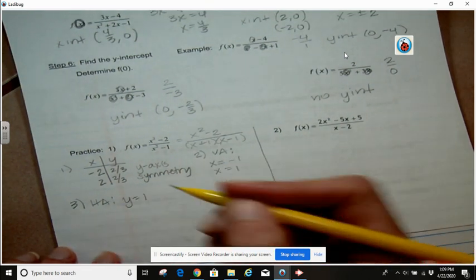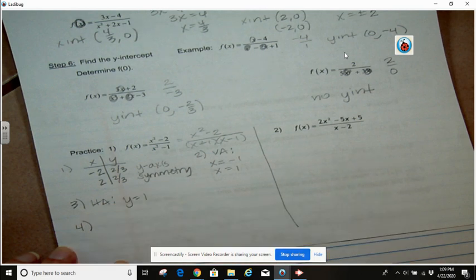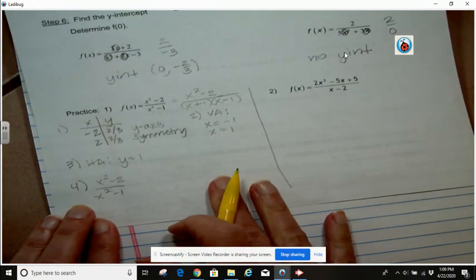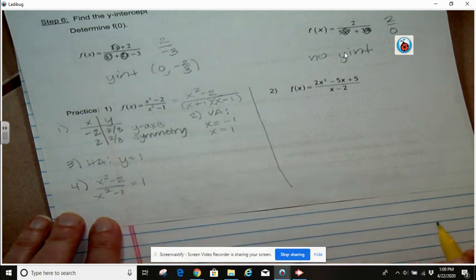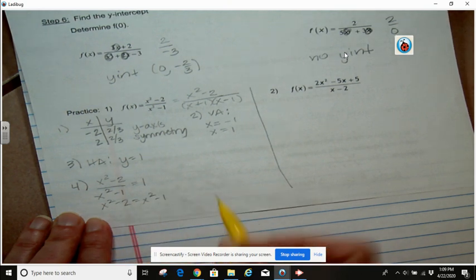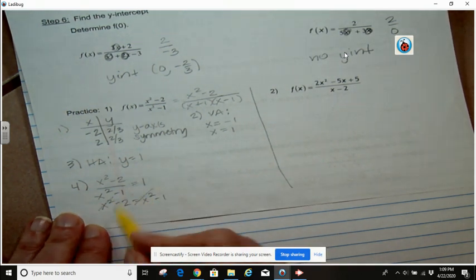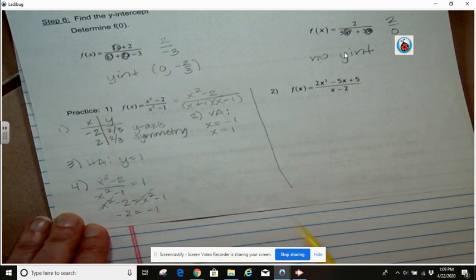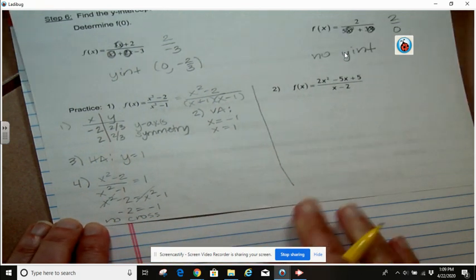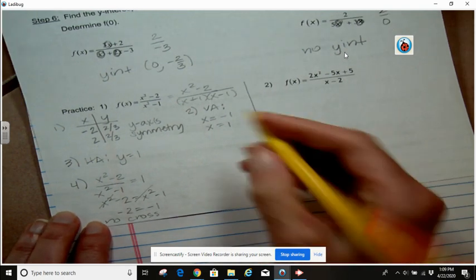Step 4 is whether or not that horizontal asymptote gets crossed. So I'm going to set my function, again, the unfactored form is probably easier, equal to the horizontal asymptote. You're going to multiply both sides by the denominator. And when I subtract out x squared, I get -2 equals -1. Well, that doesn't make any sense. So that just means that this horizontal asymptote does not get crossed.